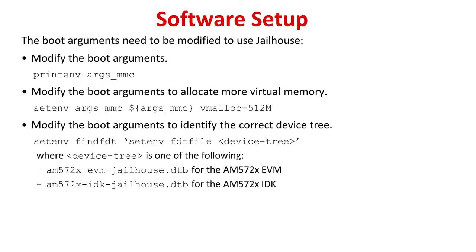The boot arguments need to be modified in order to use Jailhouse. First, we will modify the boot arguments to increase the contiguous virtual memory from 240 megabytes, which is the default, to 512 megabytes. Next, we will modify the boot arguments to identify the correct device tree for the EVM being used in the demonstration.